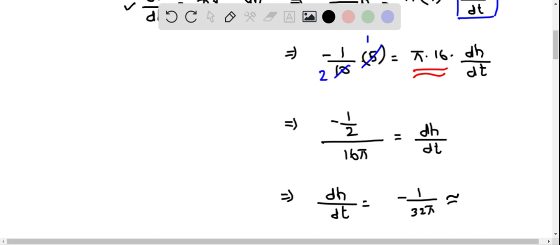And when we approximate this to decimal, to two decimal places, this is approximately equivalent to 0.01 meter per minute. So therefore, we say that the height is changing at the rate of negative 1 by 32 pi, or we can say that the negative indicates that it is decreasing. So it is decreasing at a rate of 1 by 32 pi or 0.01 meter per minute.